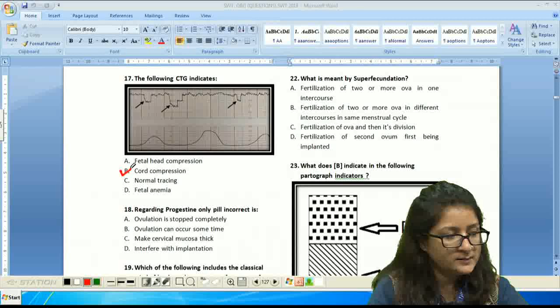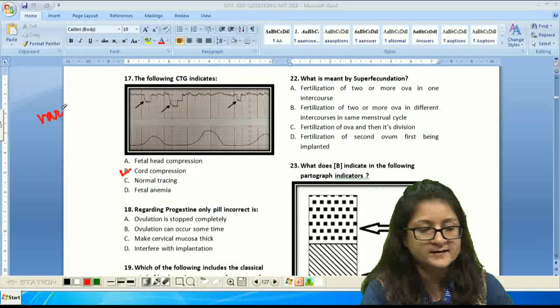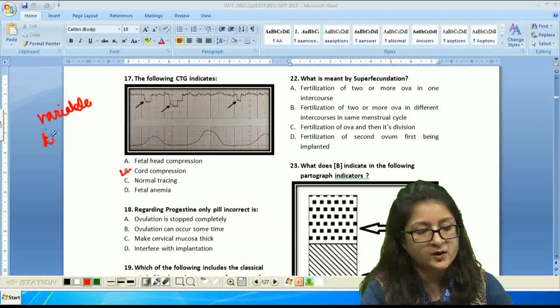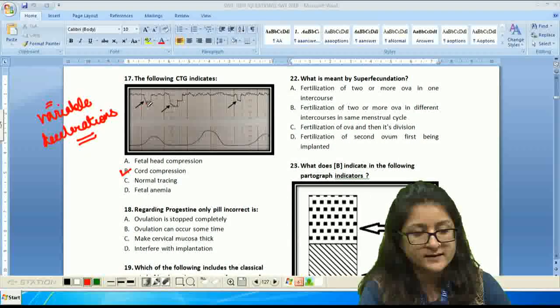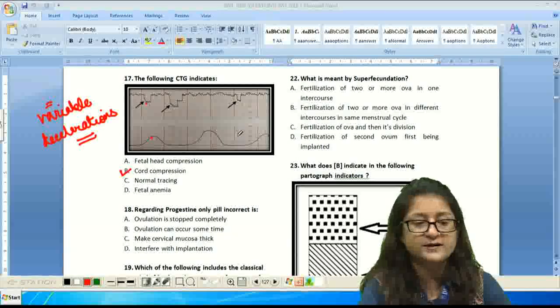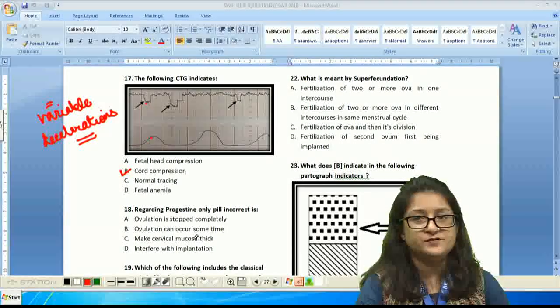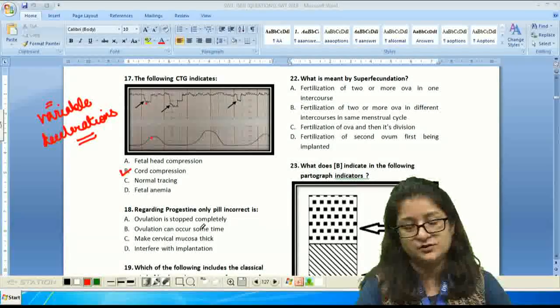Why is it B, cord compression? Because these are variable decelerations. They have no relation with the contractions. One here comes with a contraction, here there is no contraction, here also there is no contraction. So they bear no specific relation to contractions. That is why they are called variable decelerations.